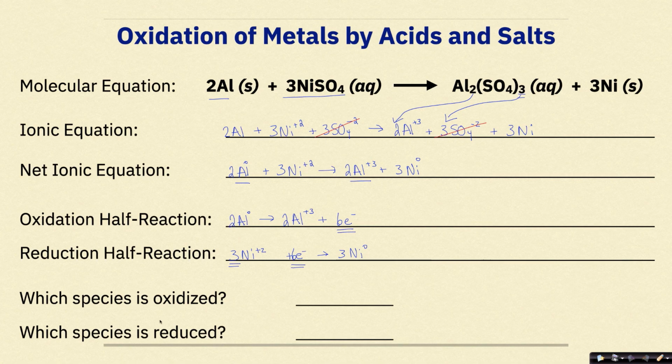So what species is oxidized? Al0 is being oxidized, or you could write 2Al0. What species is reduced? Ni plus 2, or again, you could write 3Ni plus 2 as what is being reduced.